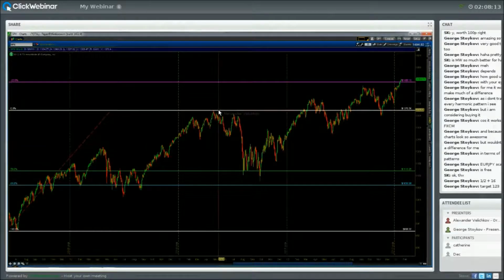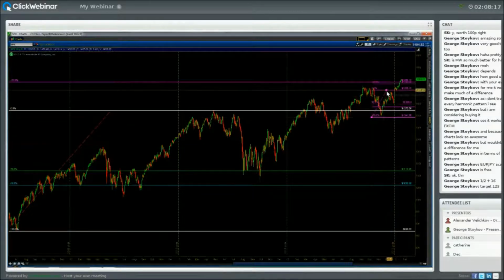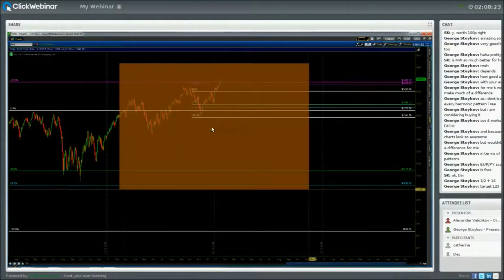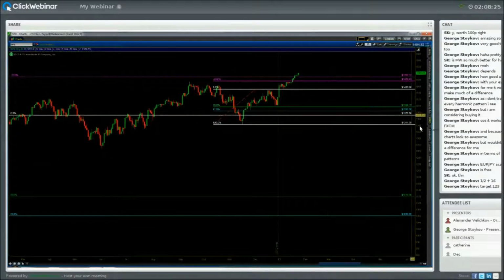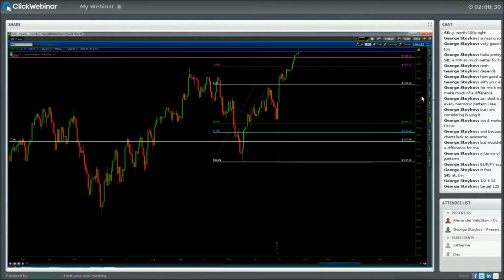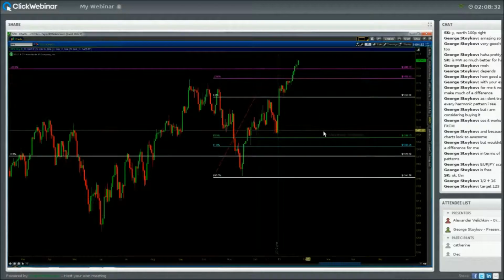The moment we get a break of any of the longs over here, which we've been holding, let me see if I can zoom in. You'll have to excuse me, I'm not very acquainted with the software. I downloaded it yesterday, so you guys can have a look. This is where we are right now, the S&P.